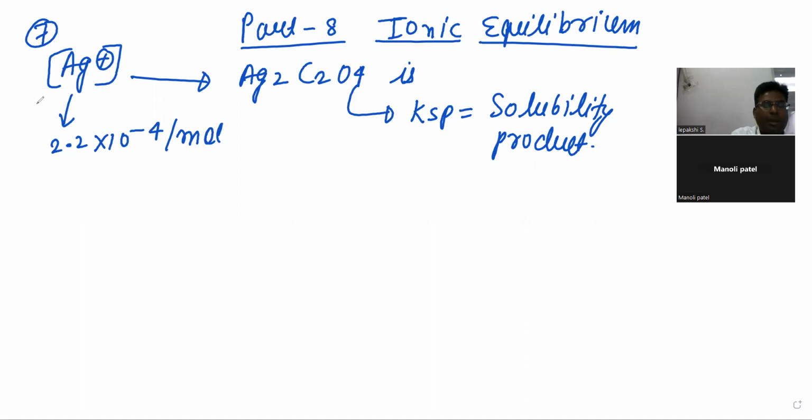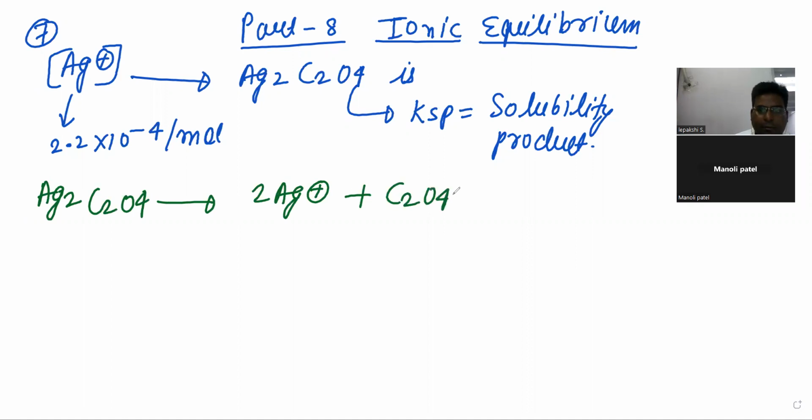So see how it dissociates into cation and anions. Ag2C2O4 dissociates into 2Ag+ and C2O4 2-. So the initial solubility will be S, and it will become 2S and S. This will be the solubility, right?